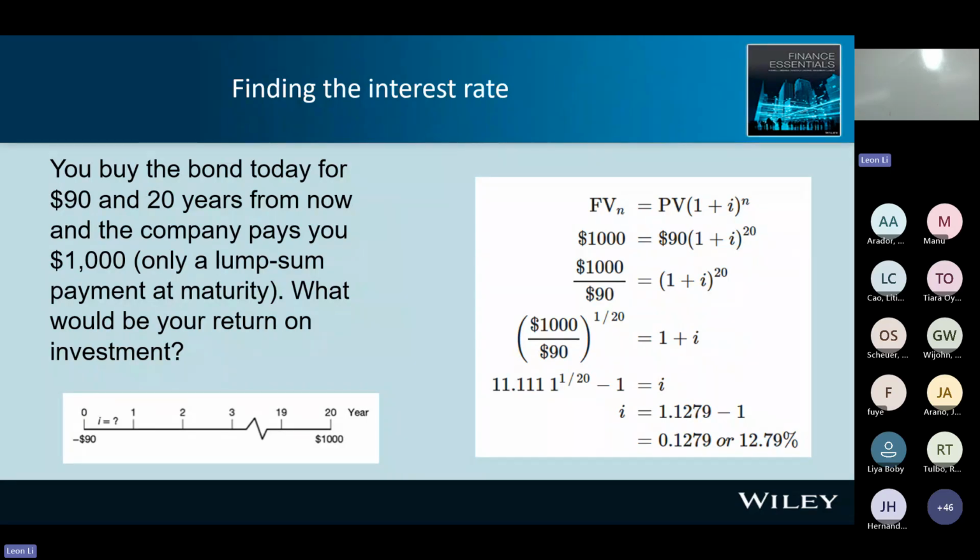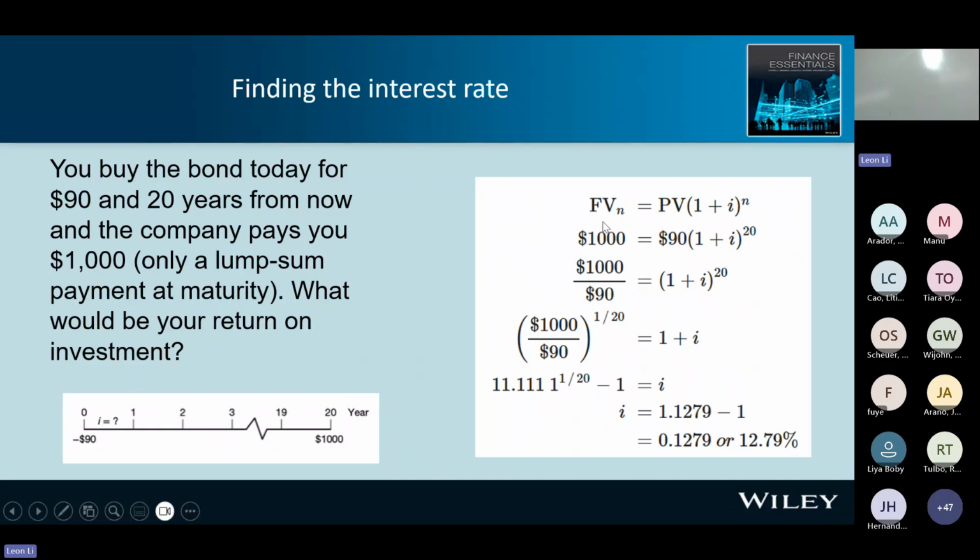All right. So again, when I do the calculation, I will prepare the timeline. So you can see this is our timeline. Right. You buy the bond today, $90. I use negative to mean outflow, right? And the company will pay you $1,000 at maturity. Maturity is 20 years from now. So 20 years from now, you receive $1,000. I use positive to represent inflow, right? Then we would like to know the I, your return on the investment, the I variable.